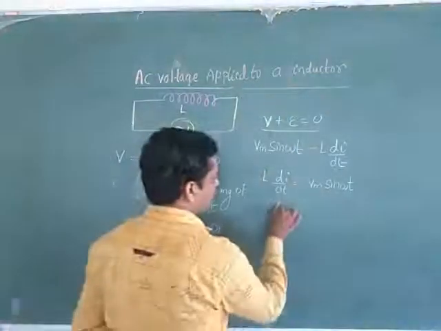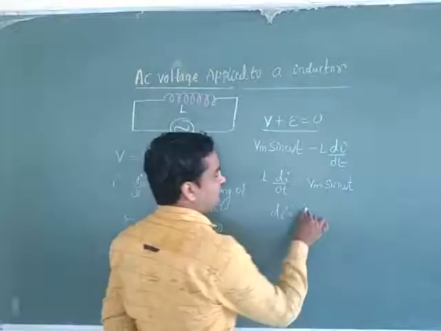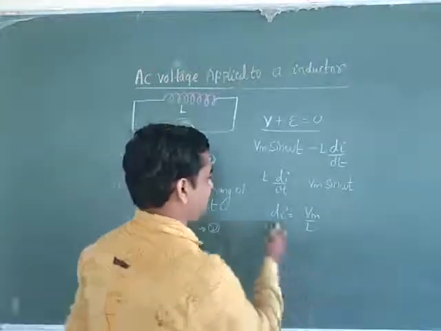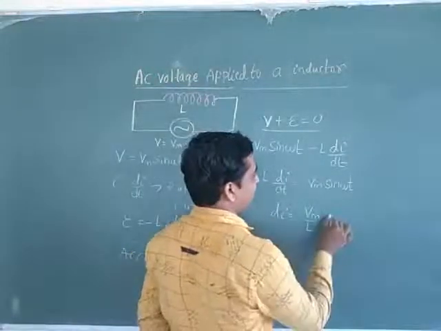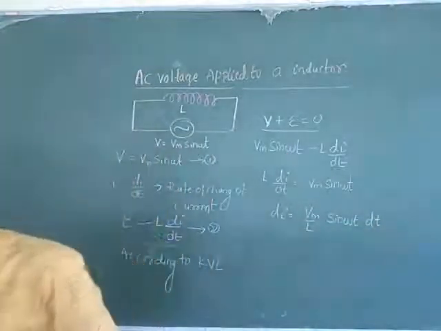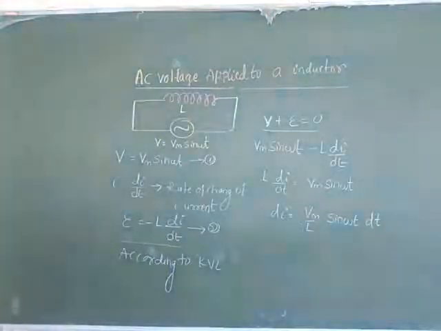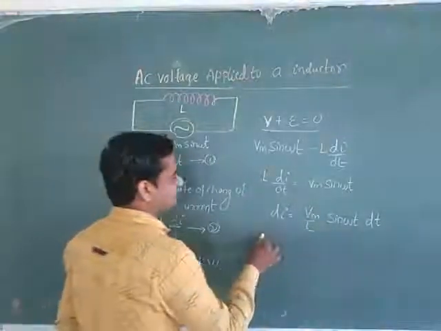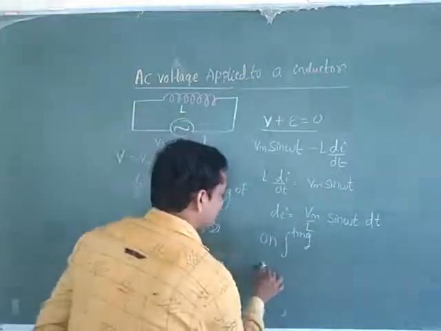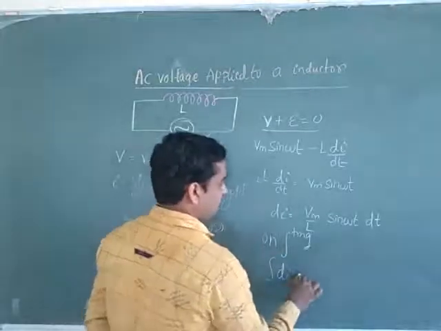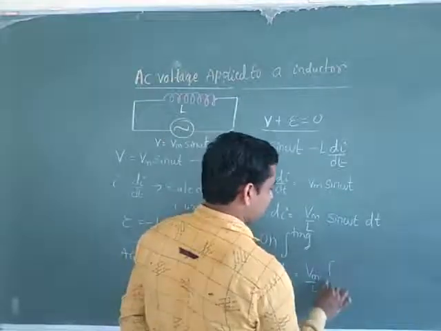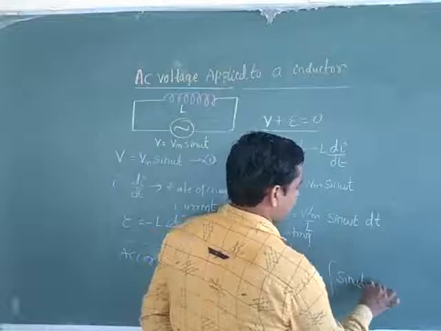Therefore, what can we write for di? di is equal to Vm divided by L. We want the expression for the current, so that's why we have taken di on the LHS. So di is equal to Vm divided by L into sin omega t into dt, right? Now integrating this equation on both sides, the integration of di is equal to, so Vm and L are constant here, I will take them outside, and integrating sin omega t into dt.